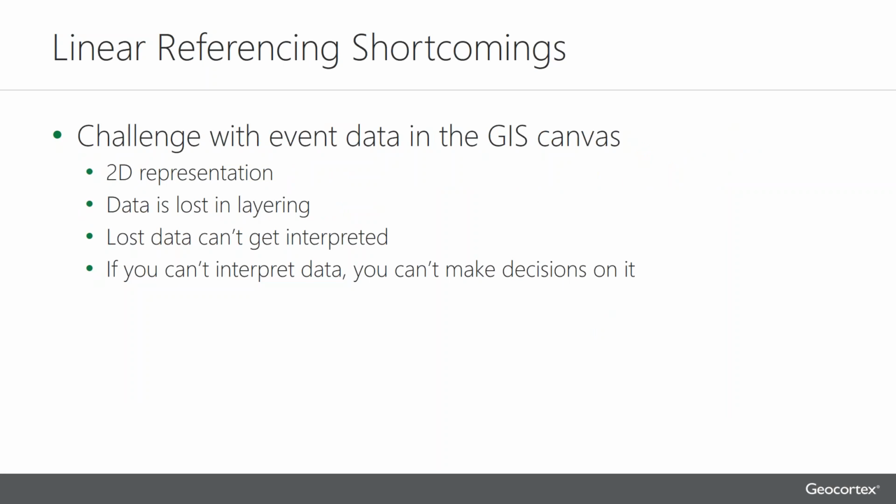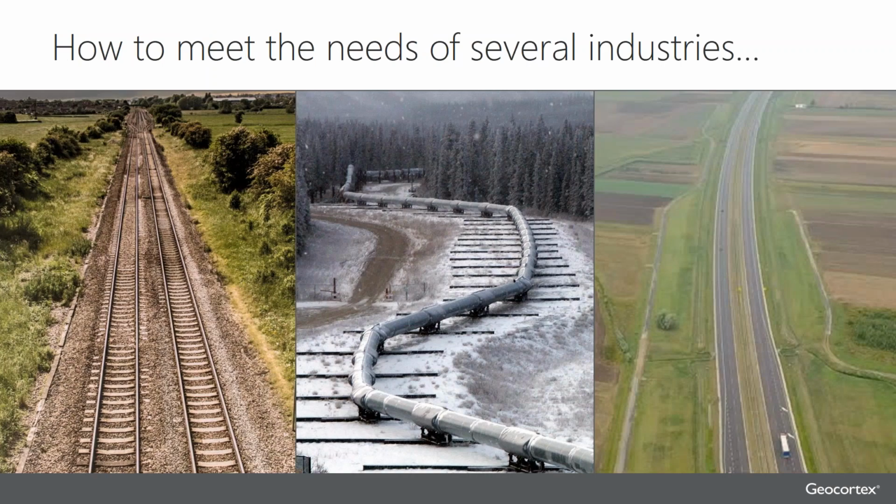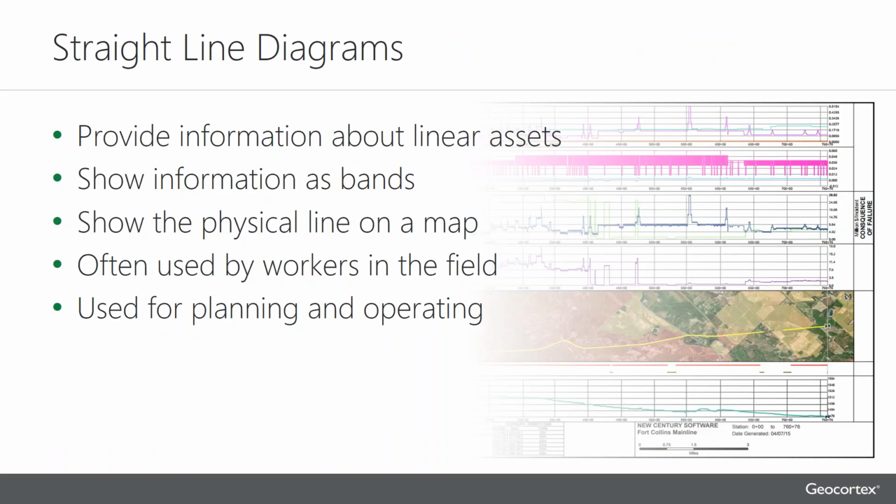There are a couple of shortcomings with linear referencing. Typically, if you're wanting to view your linear reference data on a 2D map, the data just gets lost in the layering. It can be hard to interpret as you begin to add all of these different events on top of each other. So people have addressed this within the transportation industry by creating straight line diagrams.